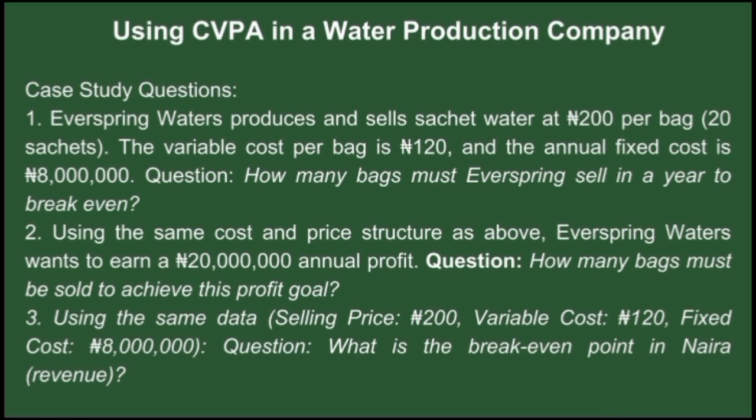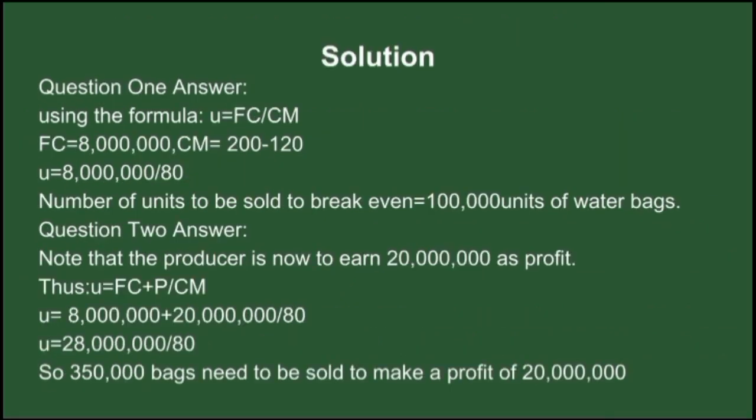Number two, using the same cost and price structure as above, Everspring Waters wants to earn a 20 million naira annual profit. Question: how many bags must be sold to achieve this profit goal? Number three, using the same detail, that is, selling price is equal to 200 naira, variable cost 120 naira, fixed cost 8 million naira. Question: what is the break-even point in naira? Now, let's address the solution to all three questions by beginning from question 1.